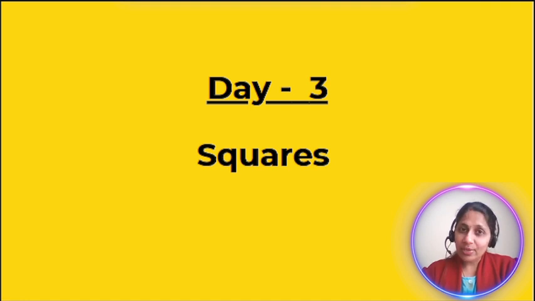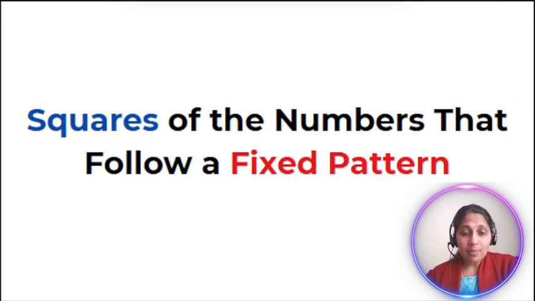So what are squares? Squares are nothing but multiplying any number by itself. That gives you the square of that number. Say for example, 2 times 2 gives you 4, so 2 square is 4. In math, the entire subject follows a certain pattern, and if you are able to crack that pattern, then math becomes very easy for you. Likewise, in this topic of squares also, there are lots of patterns. So let's begin our lesson with finding the squares of numbers that follow a certain fixed pattern.